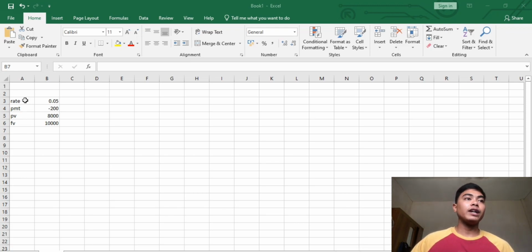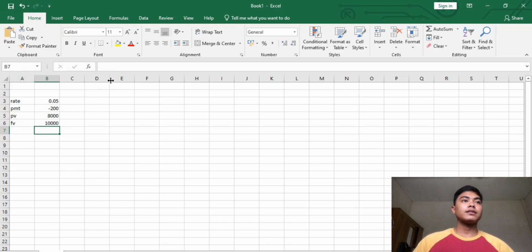So for the rate we have 0.05, which stands for 5%. For the payment, we have 200, which is valued at a negative because payments of loans are an outflow for us, of course. So next one is the present value at 8,000 and the future value at 10,000.